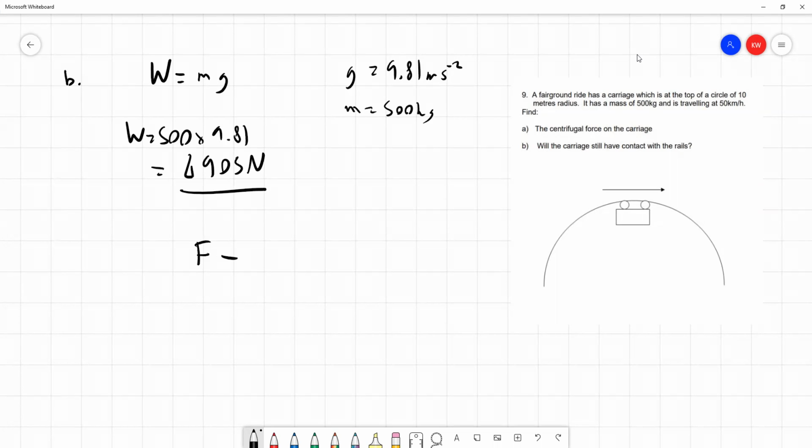F, our force acting up, minus weight, our force acting down, 9645 minus 4905. Well, we can see immediately that F is indeed bigger, but just to satisfy ourselves and to complete the calculation, make that subtraction, we'll find that the force pushing the track onto the rails is 4,740 newtons greater. So we can say, yes, this will be a safe roller coaster. The carriage will remain in contact with the rails during the ride. And that completes question 9.